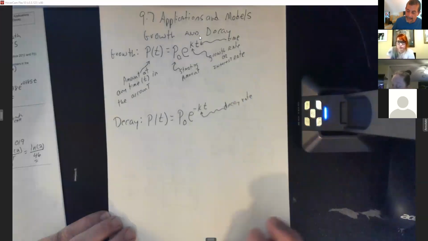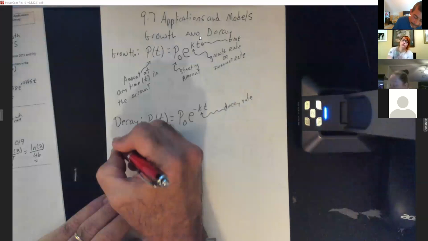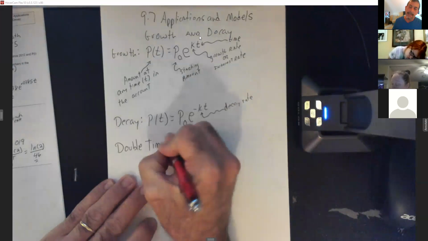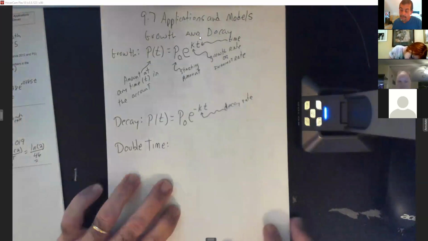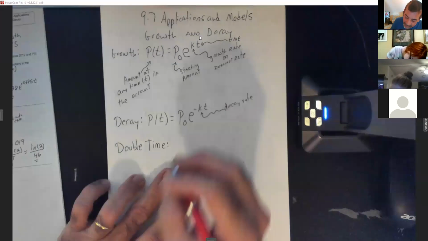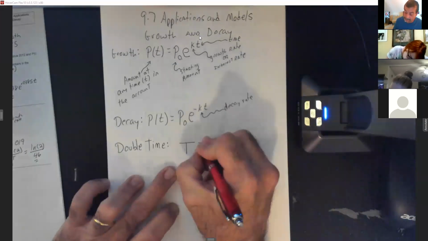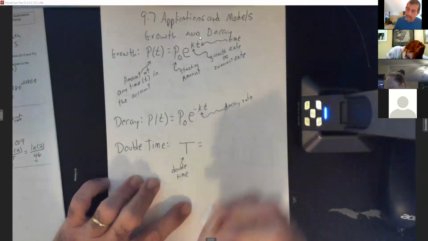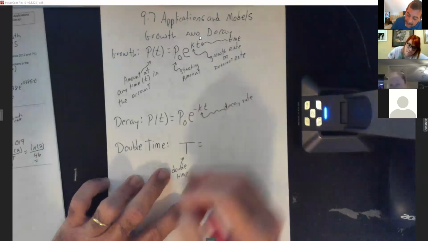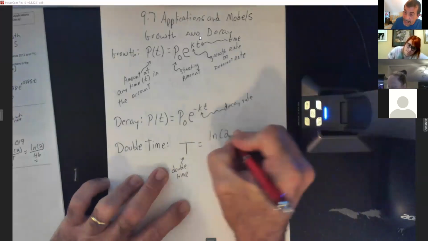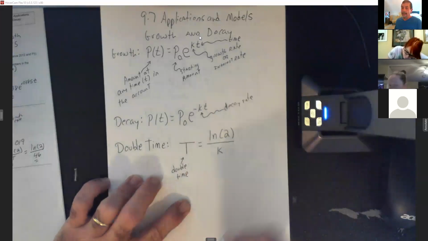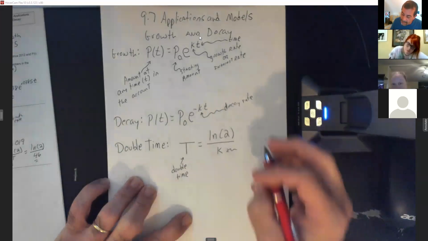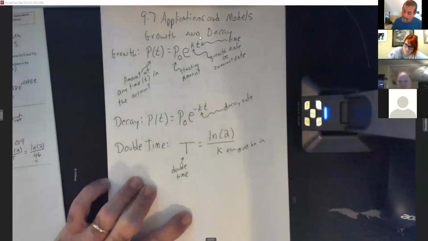All right, so the last of these formulas I'm going to hit with is what we call the double time. It's the amount of time it takes for your investment to double. So double time will be a capital T. So double time will actually equal the ln of 2 divided by k. Now the thing about k is it must be in decimal form.